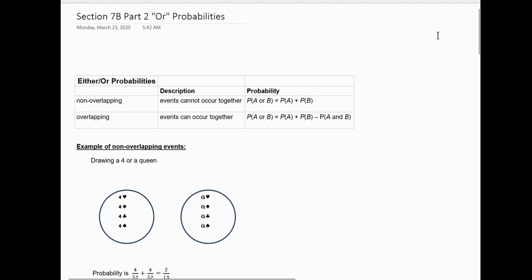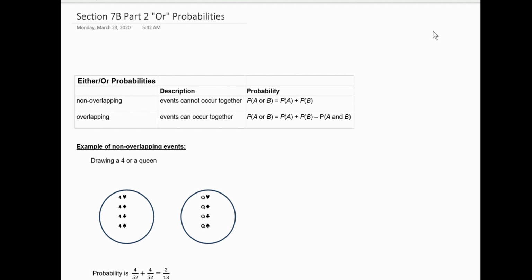We're going to be looking at either-or probabilities. These are probabilities where we have a compound probability, two different things going on, and we want one of the two to happen. So when we're looking at these probabilities, there's two different types, the non-overlapping and the overlapping.